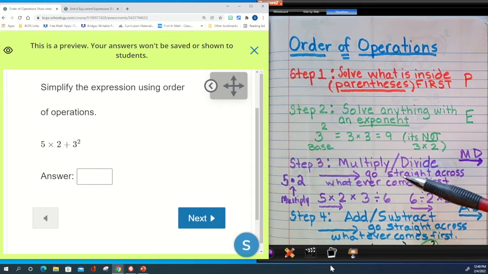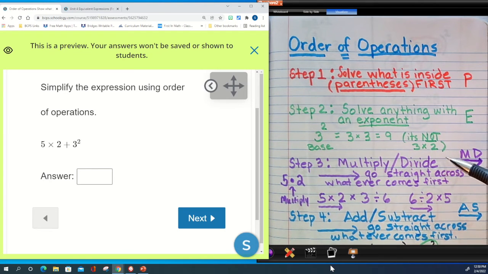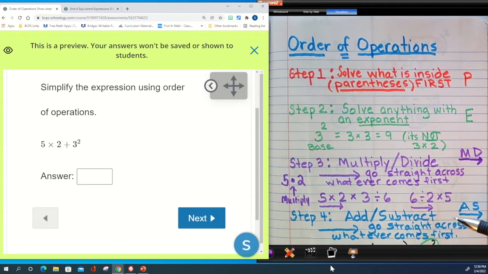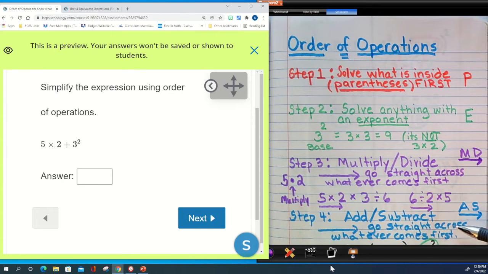Then you're going to take care of all the multiplication and division. It's not multiply then divide. It's whichever comes first when you're reading left to right. So if you're going across, left to right, whichever you see first. So here in this problem, we see multiplication first. Here we see division first. It doesn't matter. Whichever one comes first is the one you do. Then after you've taken care of all the multiplication and division, the very last thing you do is any adding or subtracting. Again, going straight across, whichever one comes first.